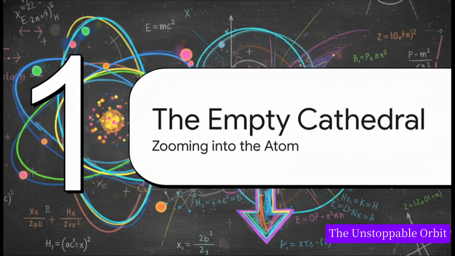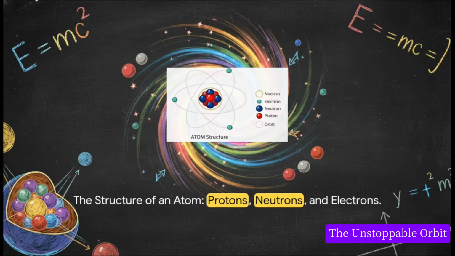Section 1. The empty cathedral. Zooming into the atom. We all know the baseline atomic structure, right? Extranuclear electrons buzzing around a dense central core, the nucleus, which is packed with positively charged protons and neutral neutrons. Now, those incredibly light electrons dictate the chemical behavior of the atom, sure. But today, we're ignoring them. Today, we are locking our focus strictly on that heavy central core.